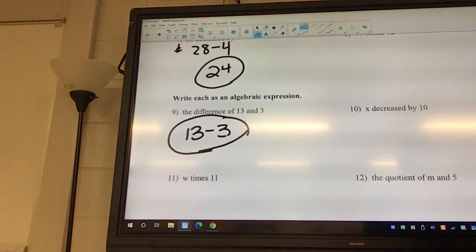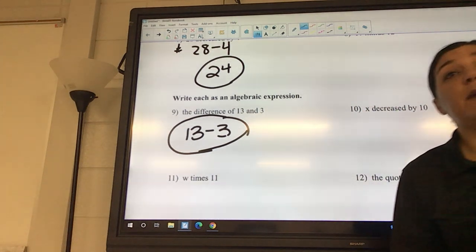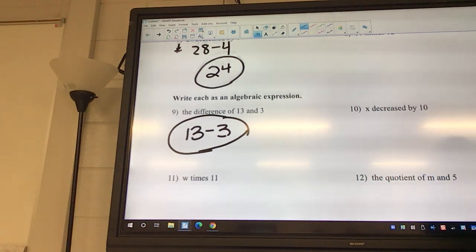However, if you get a 9 out of 10 on your sheet and you're like, man, that was stupid, I really want a 10 out of 10, fix the one that you got wrong and you can turn it back in. I'll change your grade. You can get 100 on everything if you choose to.